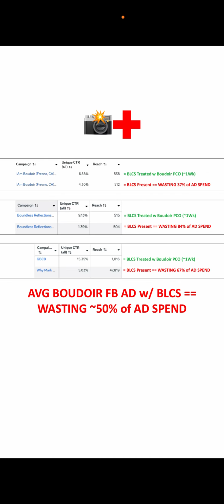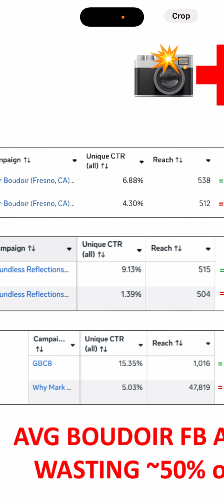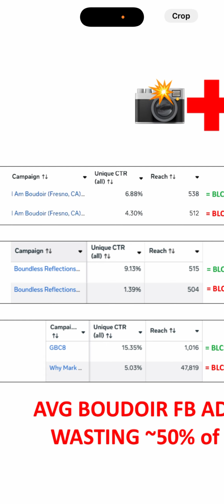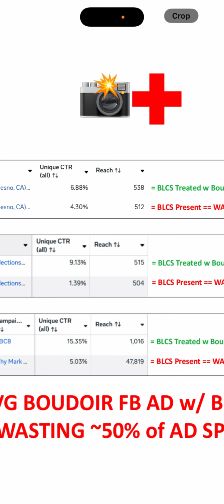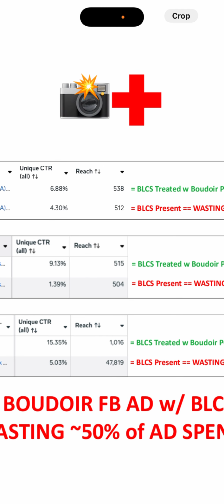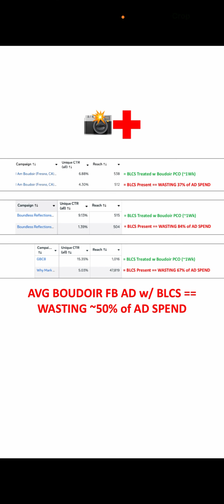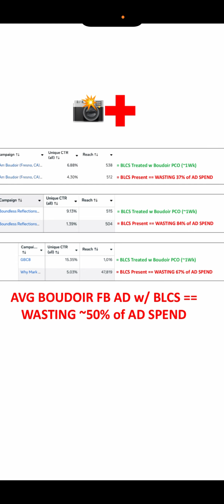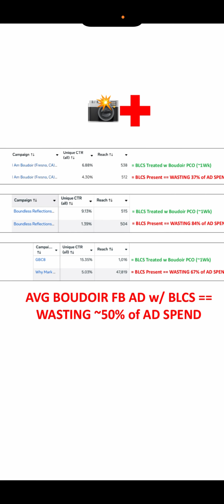All right, so now from my residency, I found Boudoir Facebook ads out there in the wild. The first one I tested, I found the unique CTR was 4.3%. So basically, 4.3 out of 100 women, our ad was entering their brain. I said, okay, that's under 6%, so we know that BLCS is present. So what did I do? I duplicated the ad, treated it with Boudoir Pico, which takes about a week, and got the unique CTR up to 6.88, almost 7%. So, a shift from nearly 4 out of 100 to 7 out of 100.